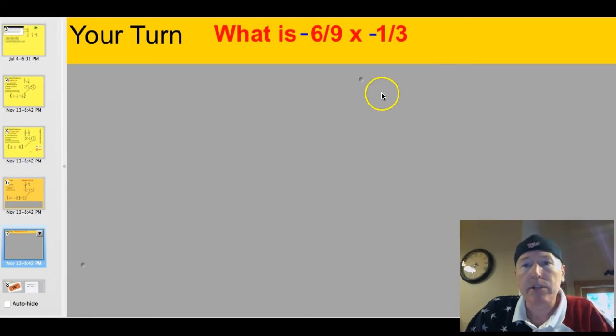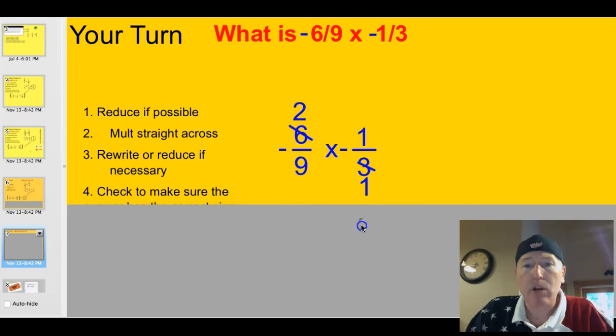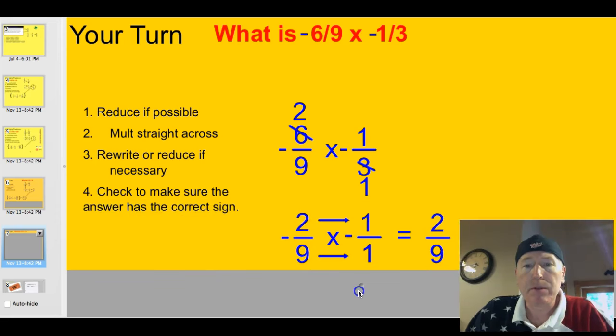All righty, let's check my work here. I set the problem up. I cross-reduced, leaving me with this new problem of negative 2/9 times 1 over 1, which is negative. That was awesome. It just turned out to be a positive 2/9 because I had a negative times a negative, which is going to give me a positive answer. And that is it. All right.